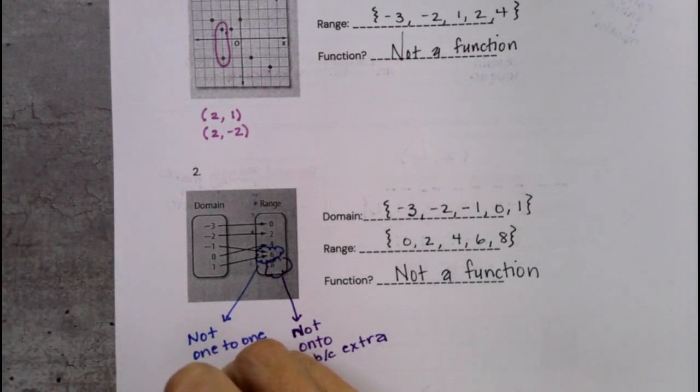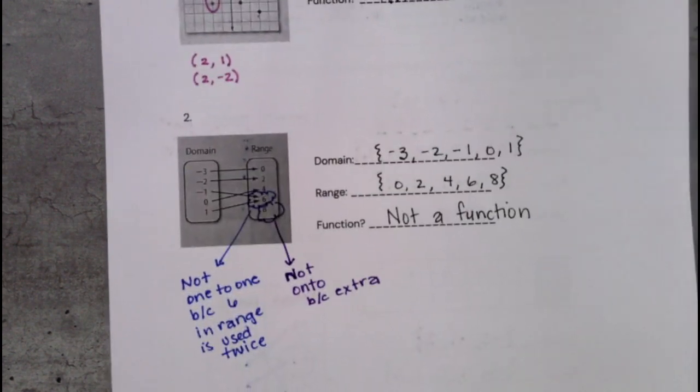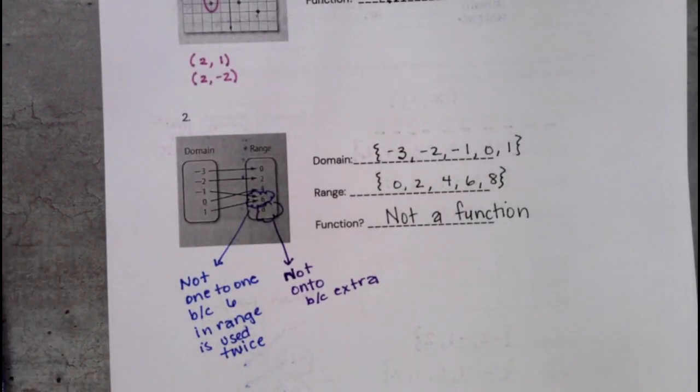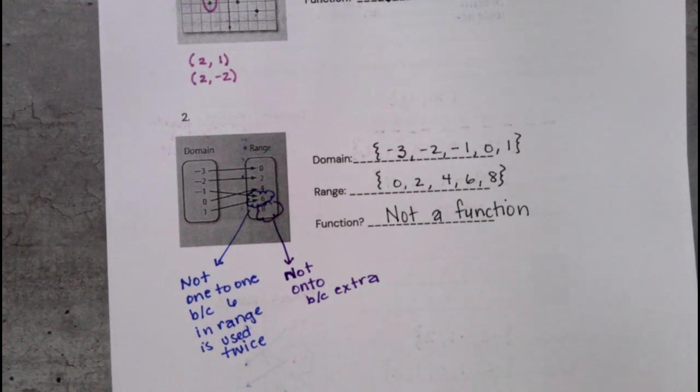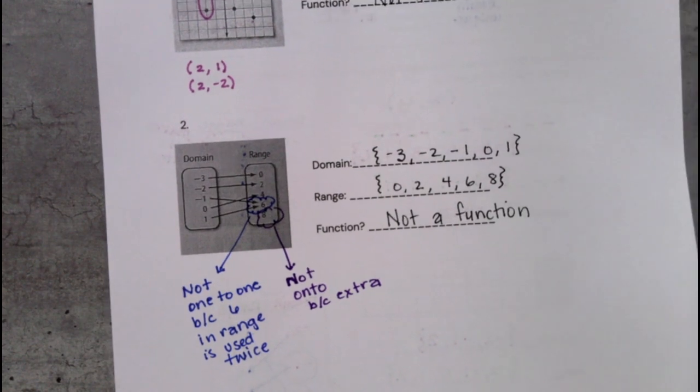Not 1-to-1 because 6 in the range is used twice. So if it's not 1-to-1 and it's not onto, it definitely can't be both, right? Because it's not either one of them. So not necessarily a trick question, but trying to apply both of those things, okay? All right, are we okay with 1-to-1 onto functions?